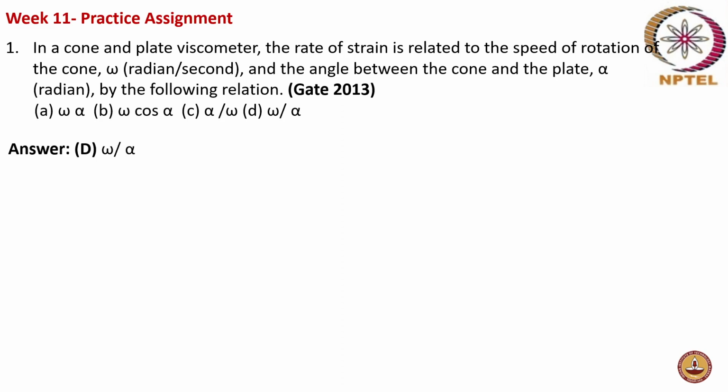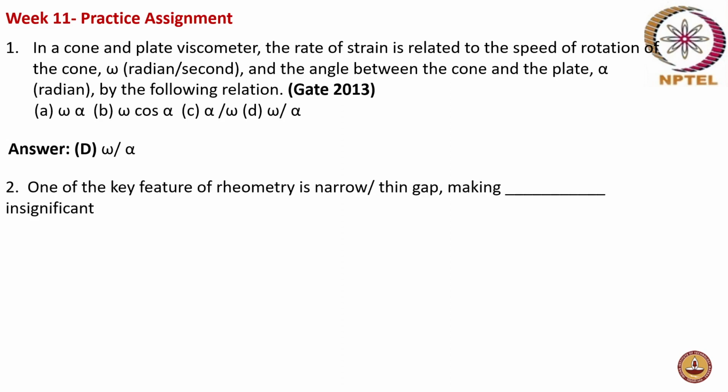The correct answer is D, reverse: omega over alpha. You can actually easily find it out, because the unit of strain rate is nothing but second inverse, right? So radian per second by radian, obviously you will end up with second inverse.